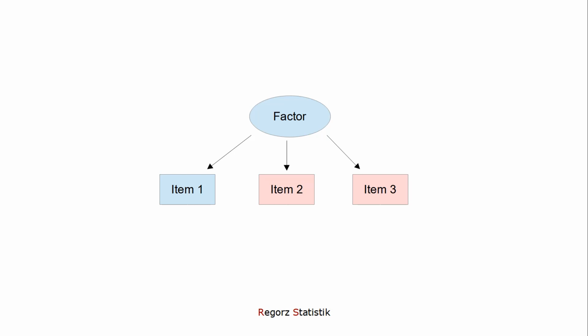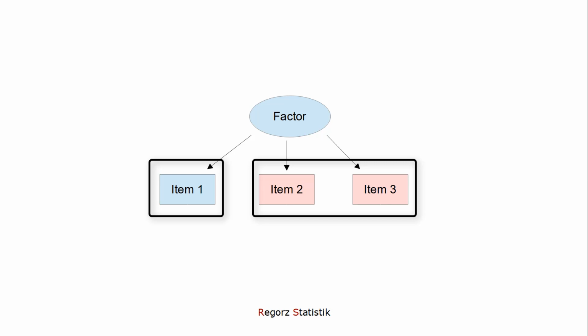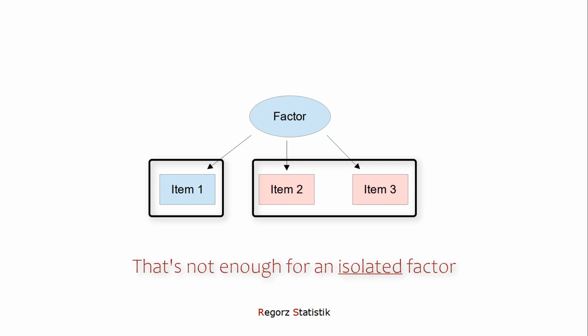Because if this happens, then you have only 2 pieces of empirical information, the item 1 and the combination of item 2 and item 3. And you can't estimate a factor with only 2 information sources. You need 3. But empirically in this case, you only have 2 separate information sources for the factor, and that's not enough.